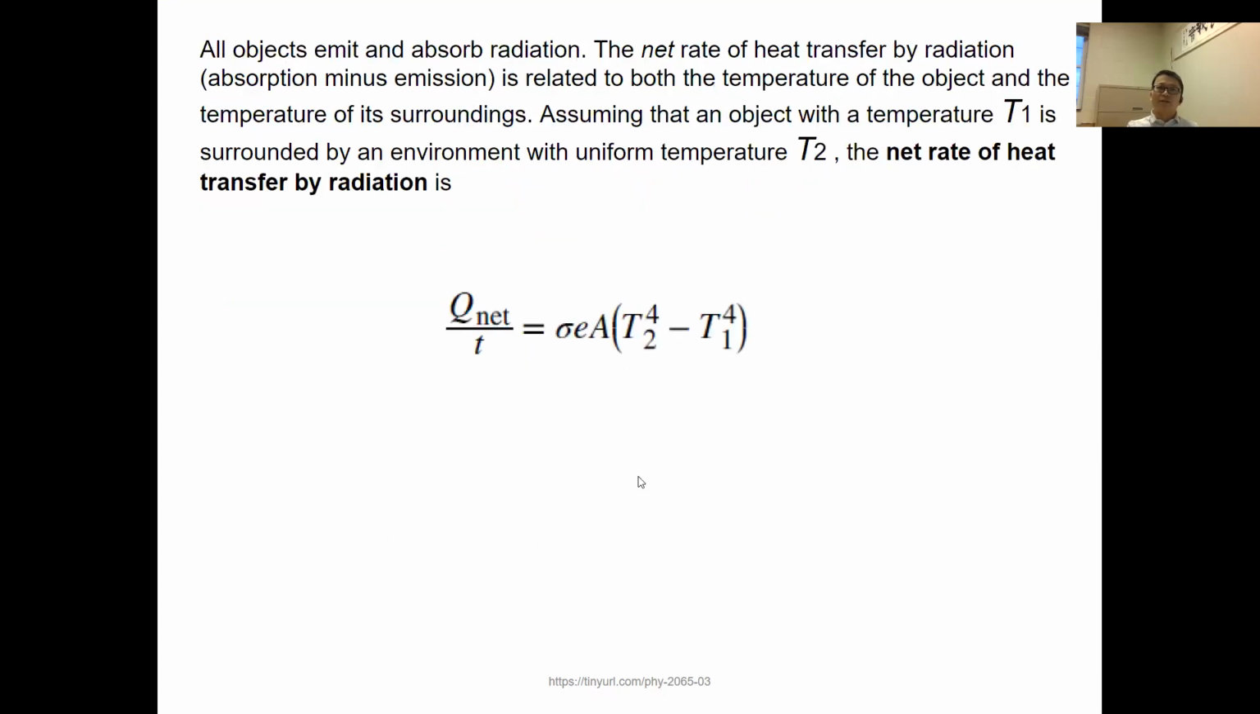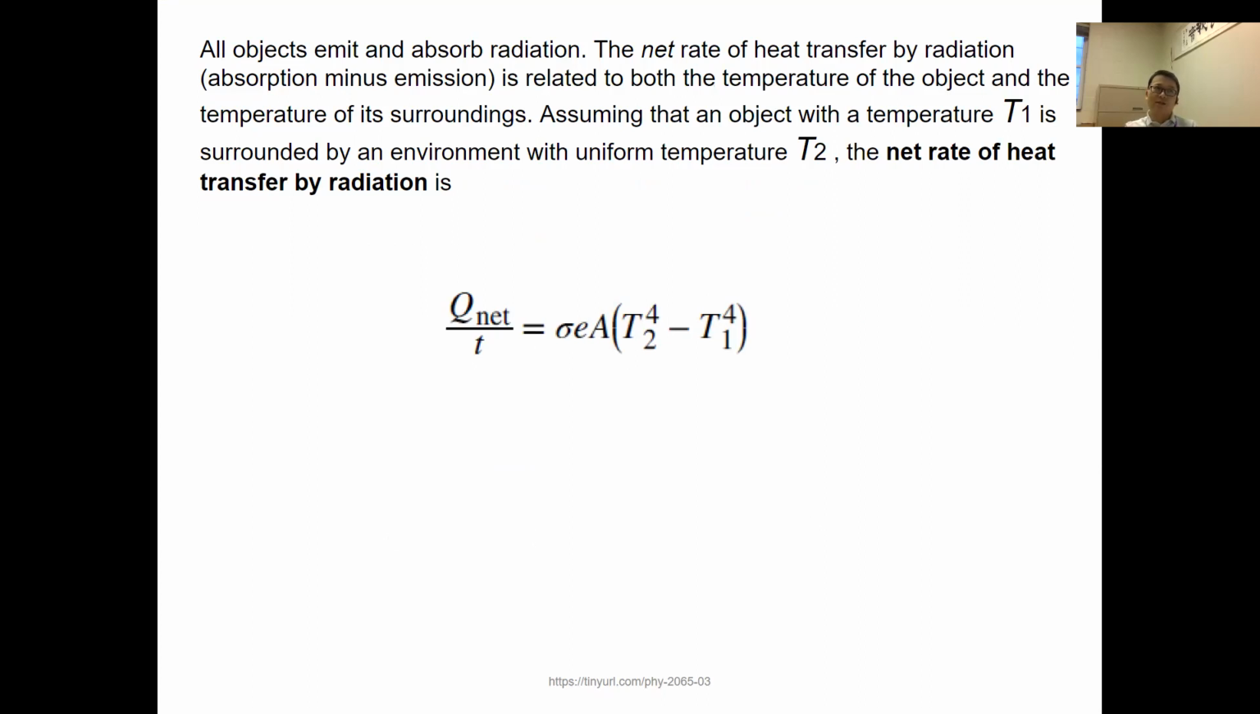So normally you will have the object placed into an environment. So let's say a hot object in the room. Then the room temperature will be the environmental temperature. Because the room also radiates, the object will also receive radiation from the room. So it gives out radiation, and at the same time it receives radiation from the surroundings as well.